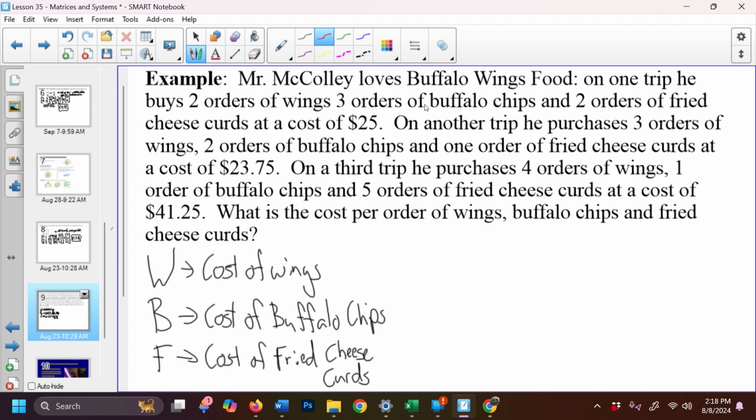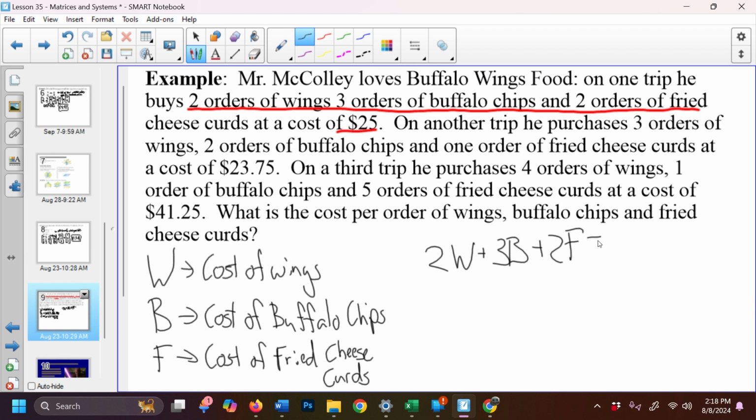So on the first trip, I had 2 orders of wings, 3 orders of buffalo chips, and 2 orders of fried cheese curds at a cost of $25. So if I go 2 times the cost of wings, plus 3 times the cost of buffalo chips, plus 2 times the cost of fried cheese curds, it'll cost me $25.